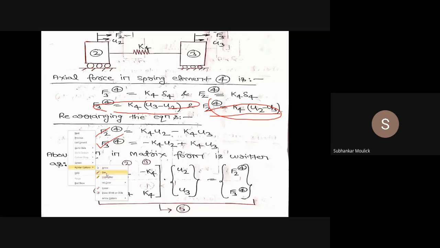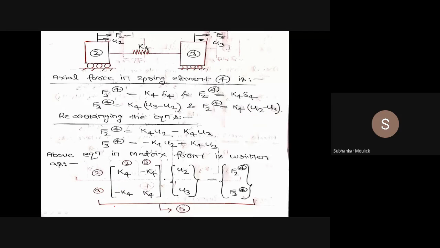Then the governing algebraic equation in matrix form is written as the stiffness matrix into the displacement field vector matrix equal to the force vector matrix. The order of the stiffness matrix will be 2 cross 2 because there are two nodes present, and we also know that this is node number 1, this is node number 2. Again, this column matrix is node number 1 and this column matrix is node number 2. And this is the coefficient of U2. This is the coefficient of U3. Again, this is the coefficient of U2 and this is the coefficient of U3. So let us write it down.